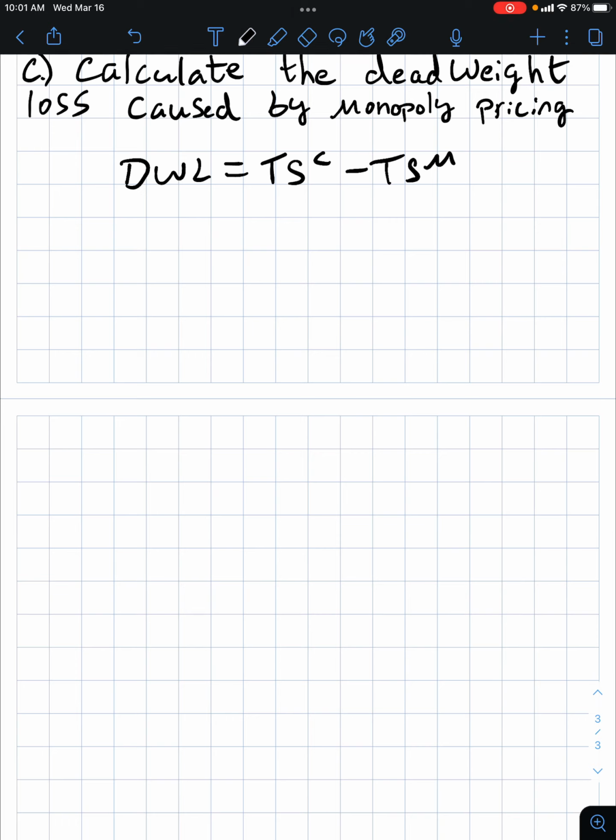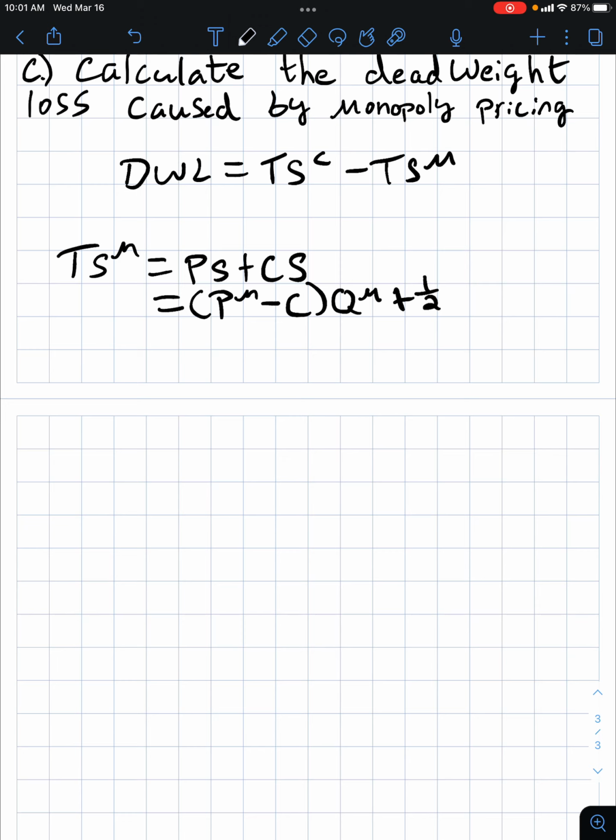Total surplus in a monopoly is equal to our producer surplus plus our consumer surplus. This is going to be equal to the price of a monopoly minus the marginal cost, times the quantity in a monopoly, plus 1/2 times 22, our demand intercept, minus the price of a monopoly, times the quantity in a monopoly.